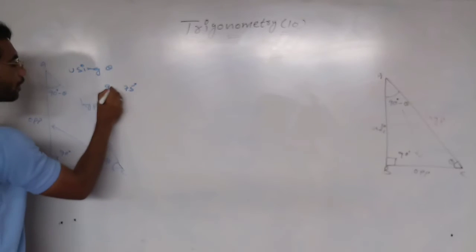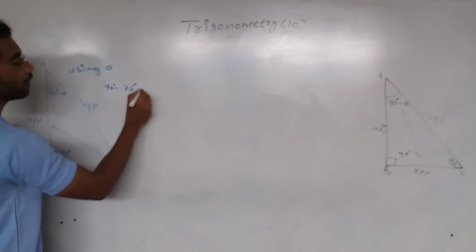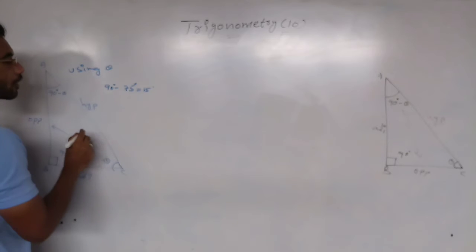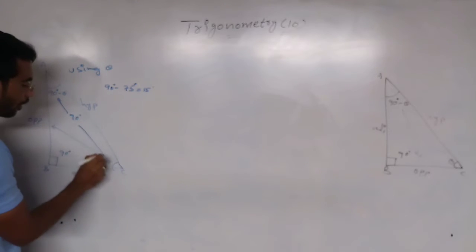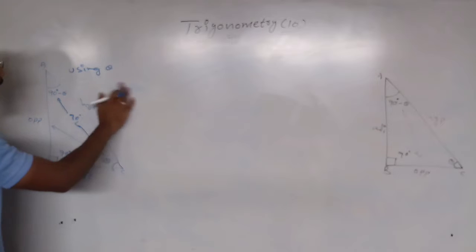See, in a right angle triangle, one angle compulsorily will be 90 degrees. If another angle is given as 75 degrees and we are asked to find the third angle, what will you do? 90 degrees minus 75 is equal to 15. You will take 15 degrees. The sum of these two should be 90 degrees. One is given as theta, and the other will be 90 minus theta.